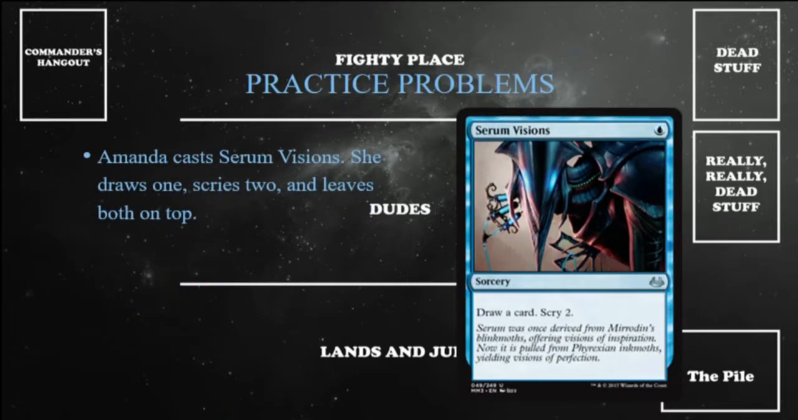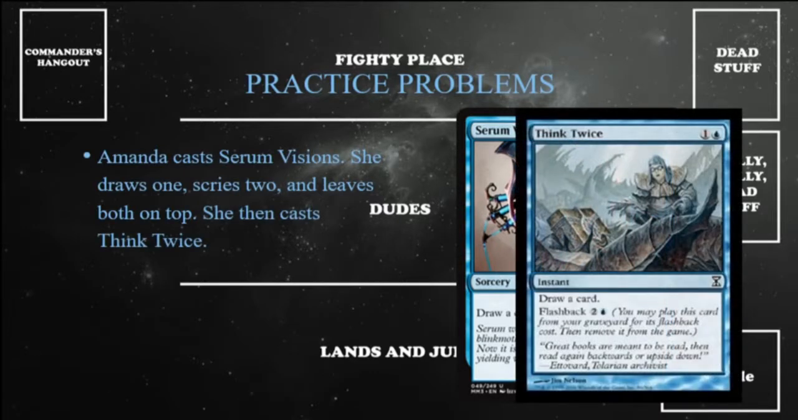Amanda casts Serum Visions. She draws 1, scries 2, and leaves both on top. She then casts Think Twice, which is draw a card, flashback 2 in blue. She inexplicably draws 3 cards. Nico calls you over. Again, removing USCC is a possibility. What is the infraction, what is the penalty, and what is the fix?